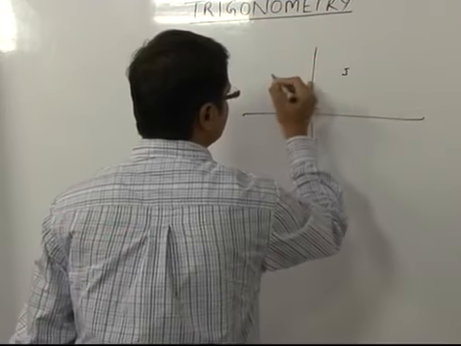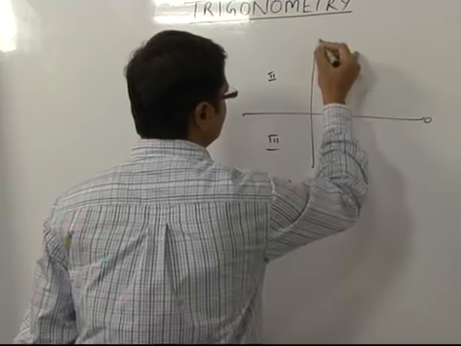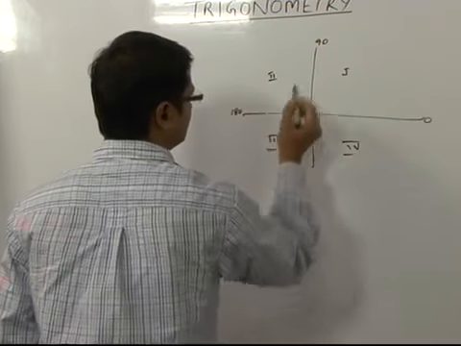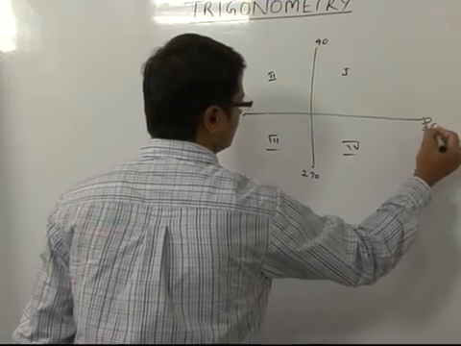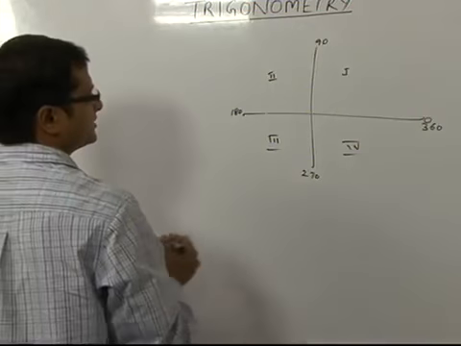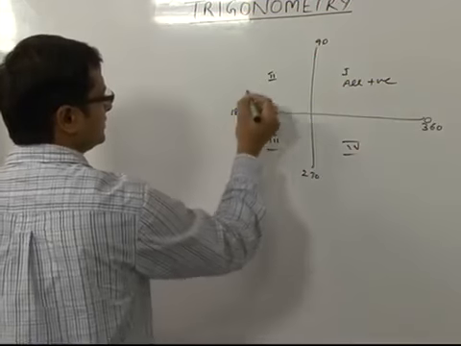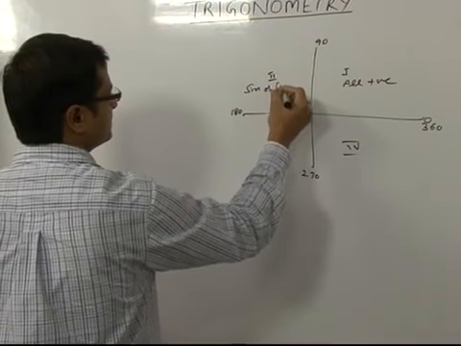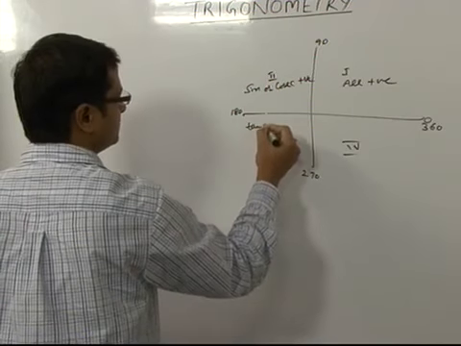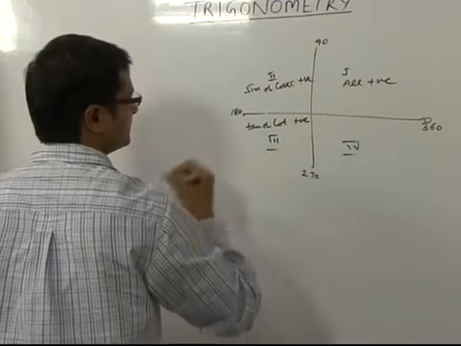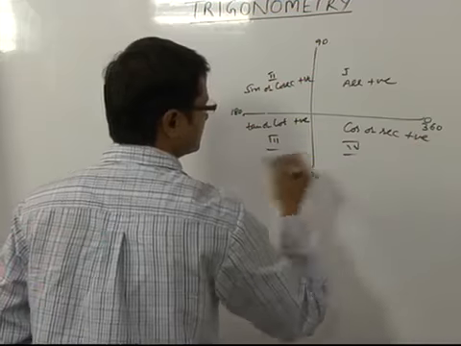There are four quadrants. This is 0 to 90, second is 90 to 180, third is 180 to 270, and the fourth is 270 to 360. In the first, all trigonometry ratios are positive. In the second, sine and cosecant are positive. In the third, tangent and cot are positive, and in the fourth quadrant cos and secant are positive.